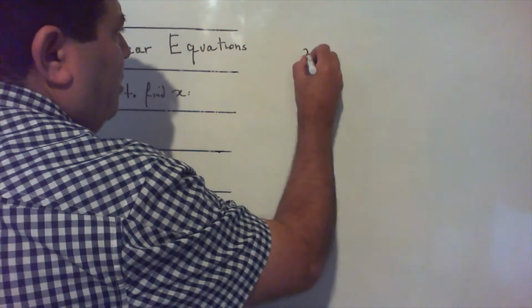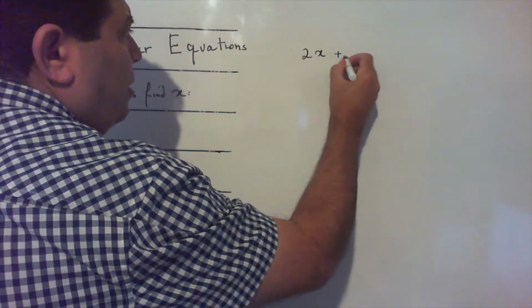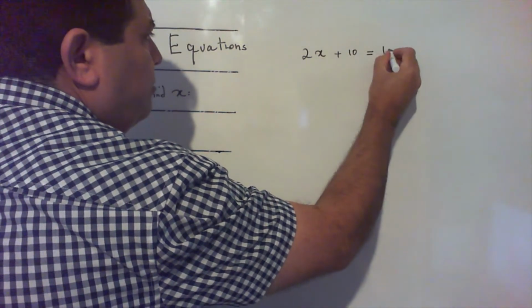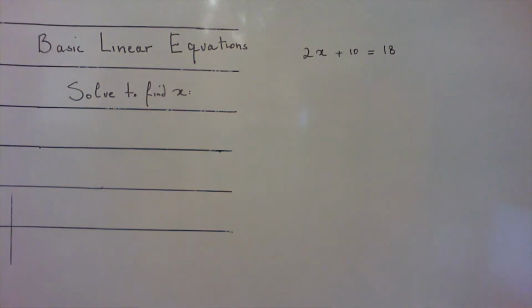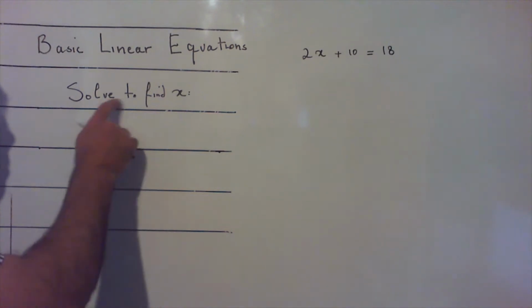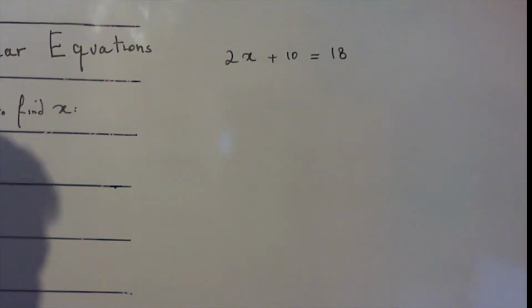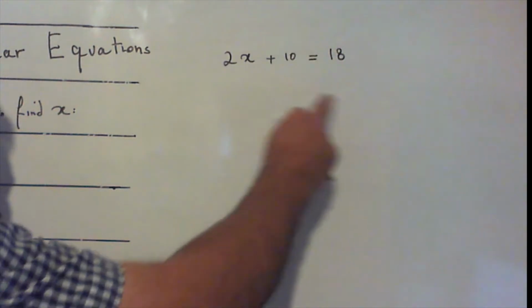So if I write one very basic equation, 2x plus 10 equals 18, and you're asked how to solve and find x, we have to think about the equations which have two sides to them. As you can see, we have the left hand side and the right hand side.